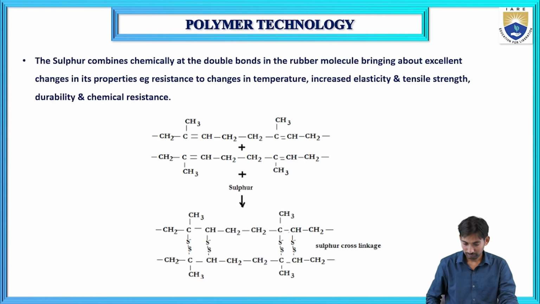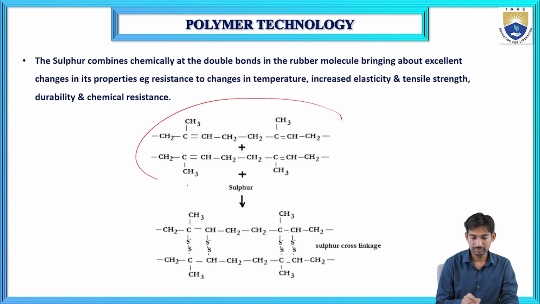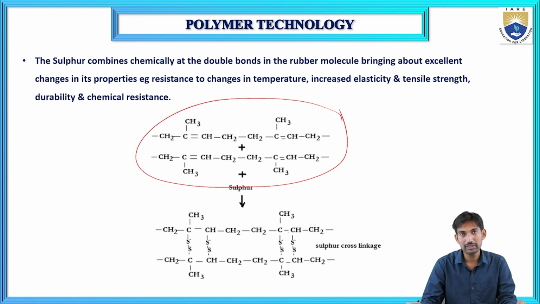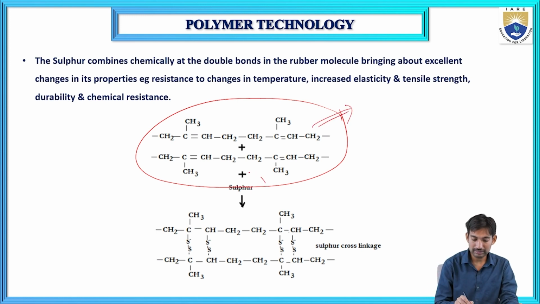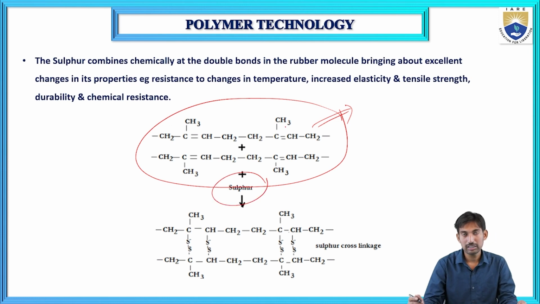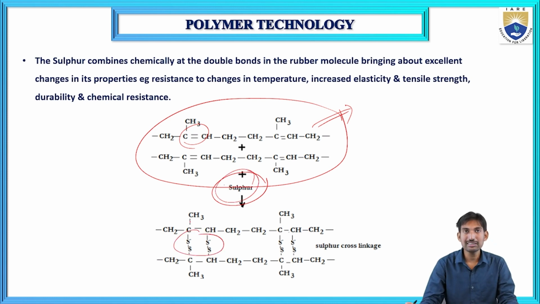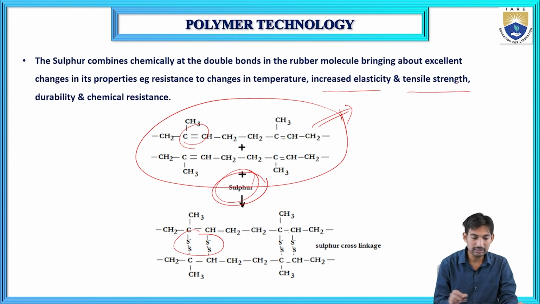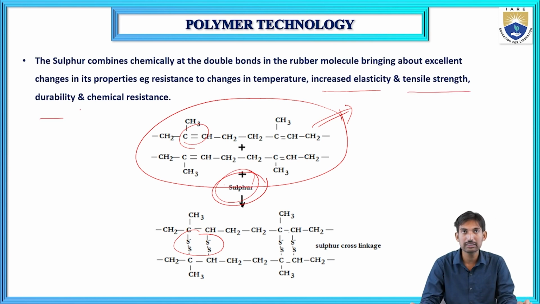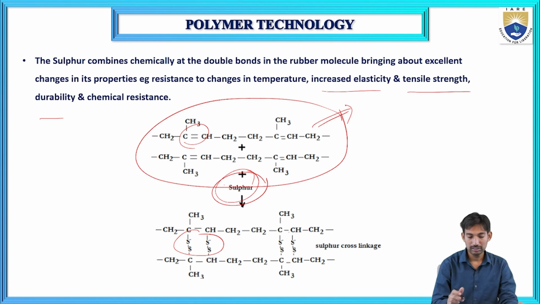This is the example for the vulcanization. See, this is the natural rubber or polyisoprene. If we add sulfur to this polyisoprene or natural rubber, what happens in the double bond? The double bond is replaced by sulfur molecules, forming sulfur cross linkages. It will undergo vulcanization. After vulcanization, there is an increase in the elasticity, and the tensile strength and durability. These properties will be increased on addition of the sulfur to this natural rubber.